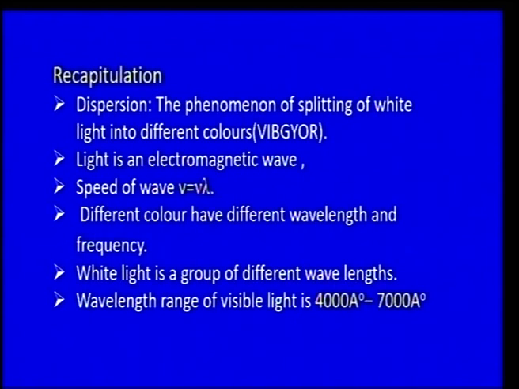Okay children, observe here. Dispersion. What is dispersion? The phenomenon of splitting of white light into different colors is known as dispersion. Light is an electromagnetic wave, and the speed of the wave is v equals nu lambda. Here nu represents the frequency of the wave and lambda represents the wavelength of the wave. Different colors have different wavelengths and frequencies. White light is a group of different wavelengths. The wavelength range of visible light is 4000 to 7000 angstroms.